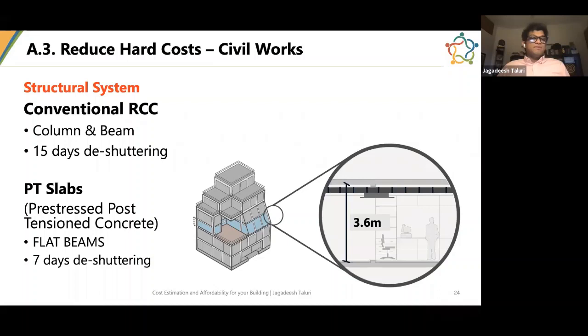Suppose you get into a new technology, you may propose pre-stressed post-tension concrete. Sounds very fancy. It requires you to use steel tendons, which are specialized and high priced. This will give you the ability to reduce your building height to 3.6 meters to accommodate the same HVAC system. And it will also reduce the construction time. Instead of 15 days deshuttering, you will be able to deshutter in 7 days and move to the next floor.